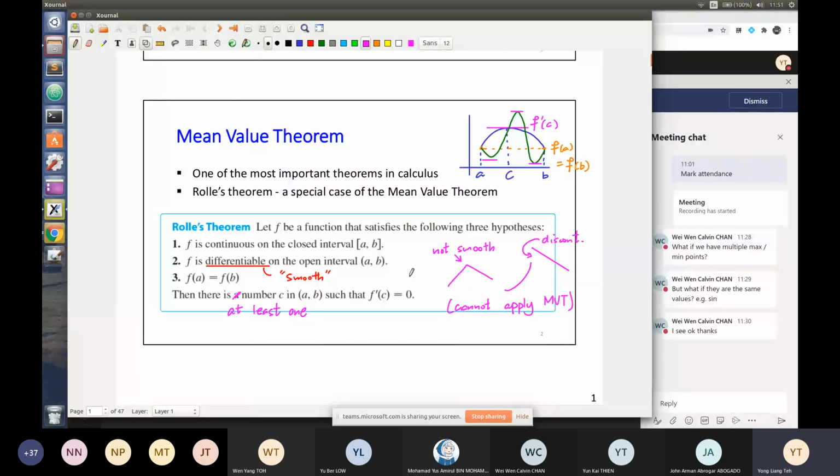So what happens here is that we can actually use Rolle's theorem to determine whether we actually have a maximum or minimum in that interval, for a particular function. So this is quite commonly used to prove the existence of the critical point, of a stationary point.